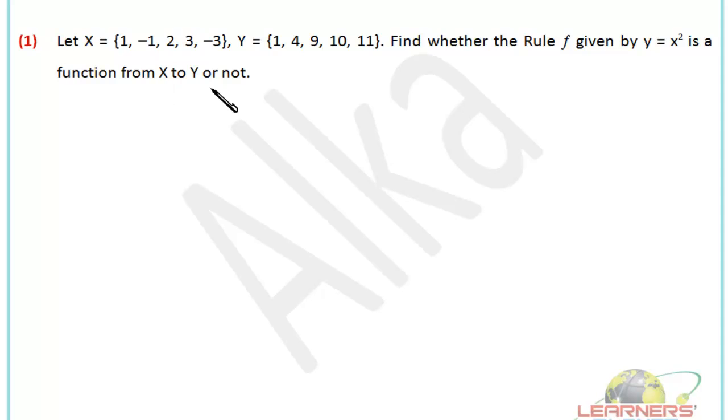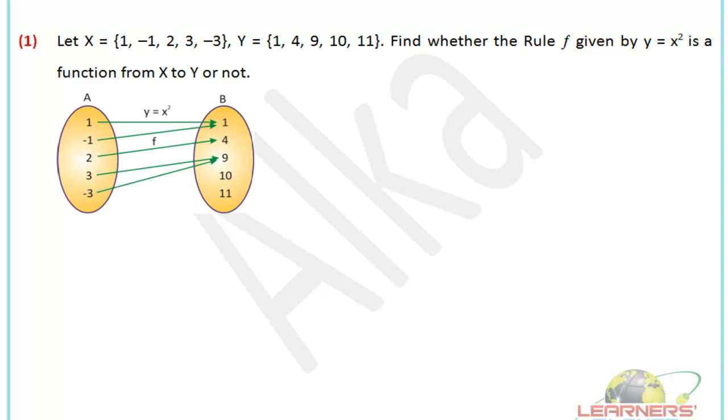Now friends, suppose I have this example over here. Let X be this set, Y is this set. Find whether the rule f given by y = x² is a function from X to Y or not. First of all, I draw a diagram to show the relationship. The elements in X are 1, -1, 2, 3 and -3. Elements in Y are 1, 4, 9, 10 and 11.